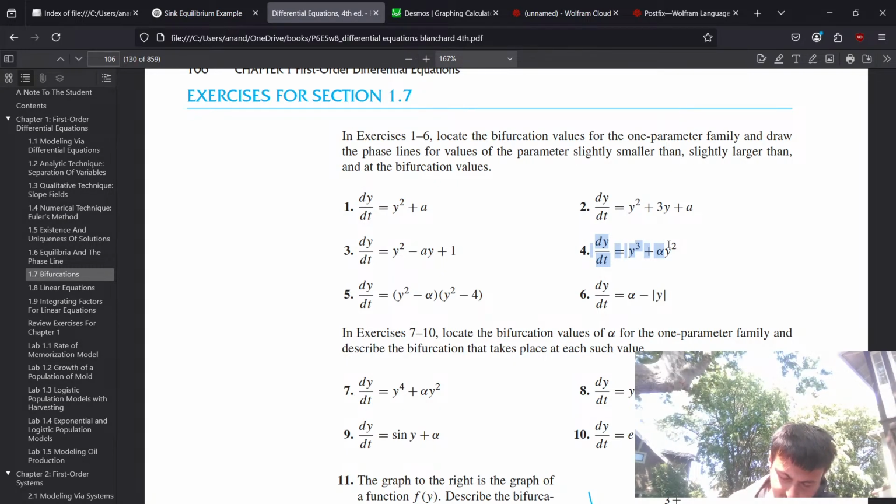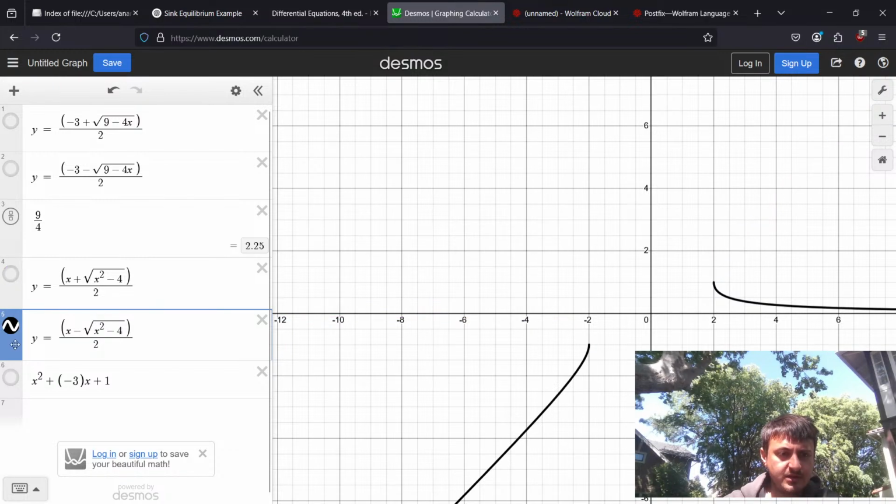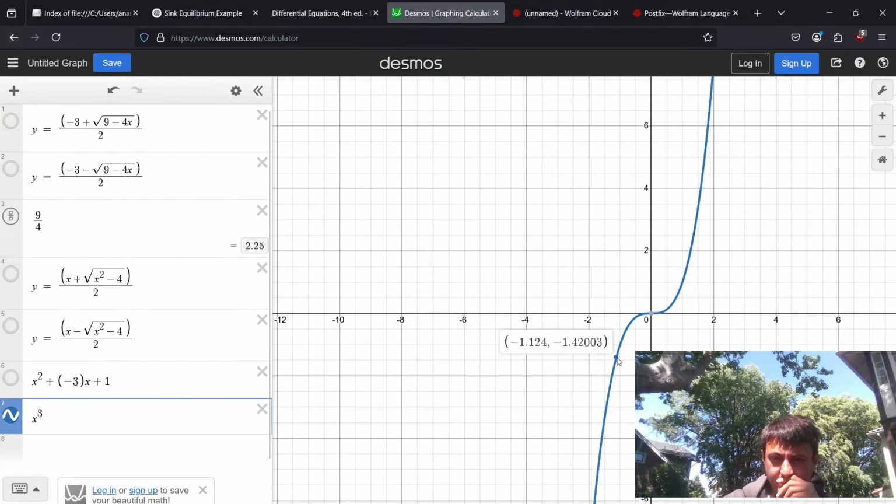So let's just try y equals 1. We're going to get positive. And then y equals minus 1. Minus 1 cubed equals minus 1. So this is actually a source. And you can see that if you just plot x cubed, this is a source, because the derivative is negative here, so it's going to go away from it, and the derivative is positive here, so it goes away in that direction too.